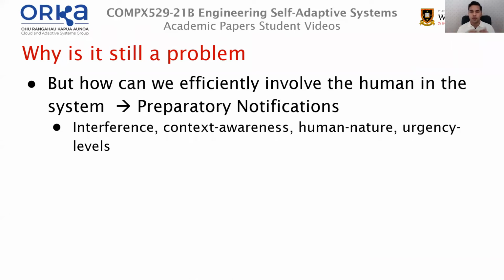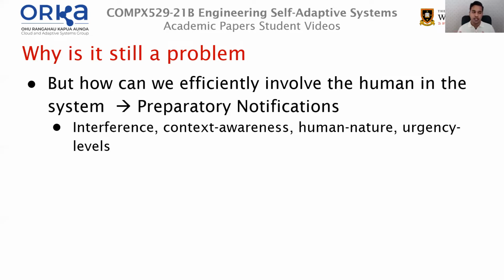You might be thinking, why is this a problem? Why is including humans in self-adaptive systems an issue? But research has shown that when humans are unexpectedly interrupted to perform a task without much attention, they not only work less efficiently, but also make more mistakes. This paper we're discussing today dives into researching the best way to use preparatory notifications in order to make the use of humans in self-adaptive systems the most efficient.